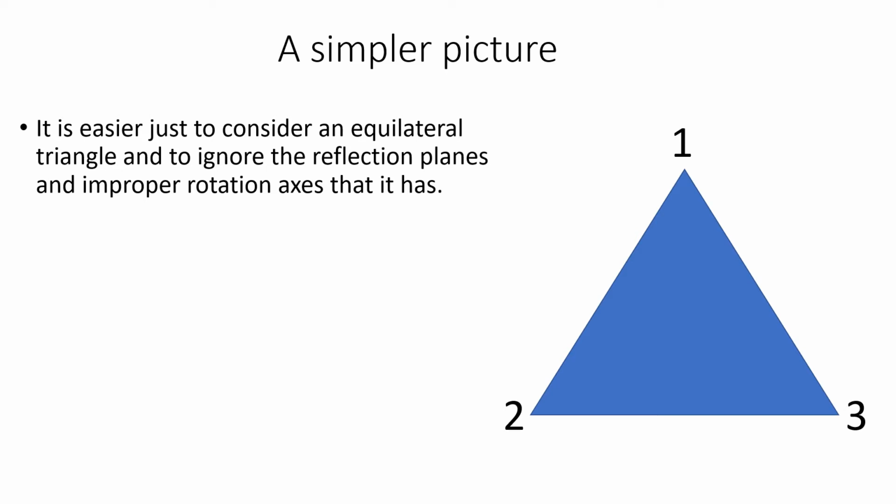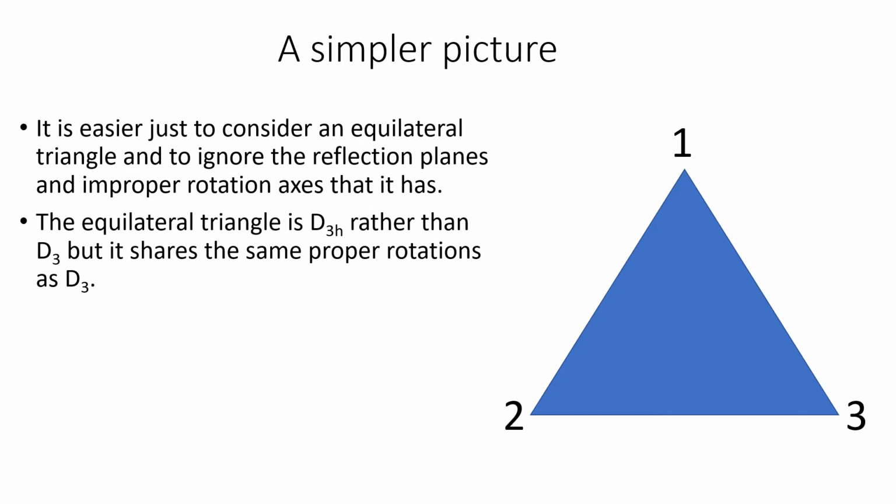So there are a lot of additional symmetry elements, but what we can do to make life easier for ourselves is look at the very simple picture, the equilateral triangle, and just forget about all the mirror planes and all the improper rotation axes. Let's just focus on the proper rotations, and then the whole thing becomes much easier. So it's really D3h that we're looking at there, but if we just consider the rotations, then that's a more convenient way of considering D3.